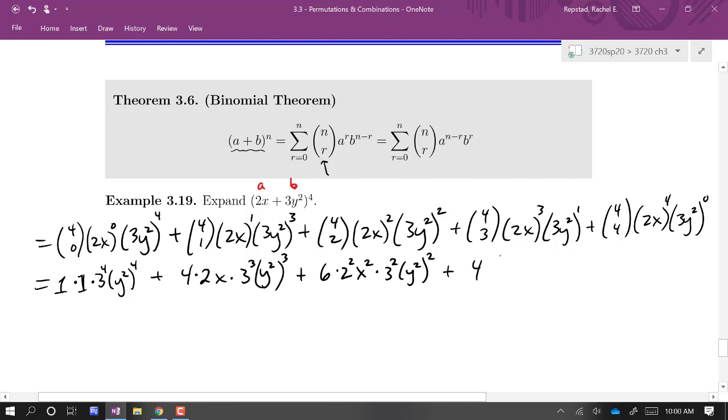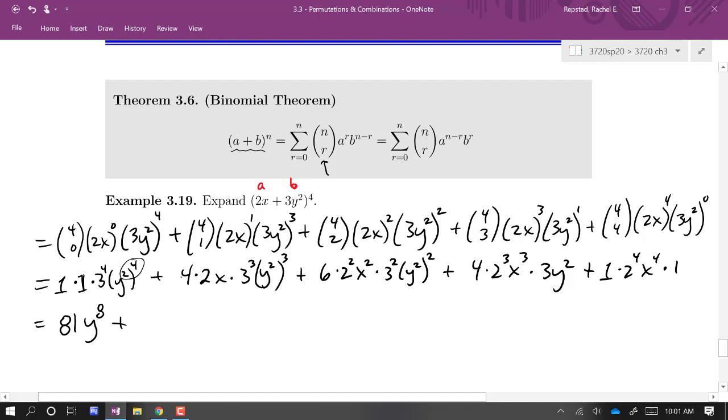4 choose 3 is 4 times 2 cubed x cubed times 3y squared. 4 choose 4 is 1 times 2 to the 4th x to the 4th times, that's to the 0 power, is 1. And then we just sort of clean this up. So 3 to the 4th is 81. Y squared to the 4th, multiply those exponents, y to the 8th.